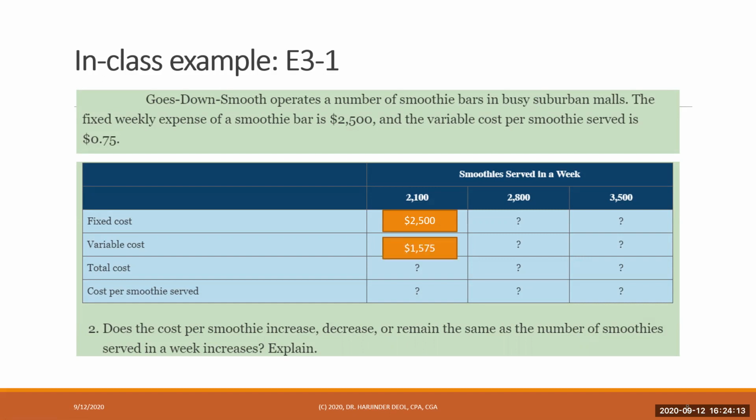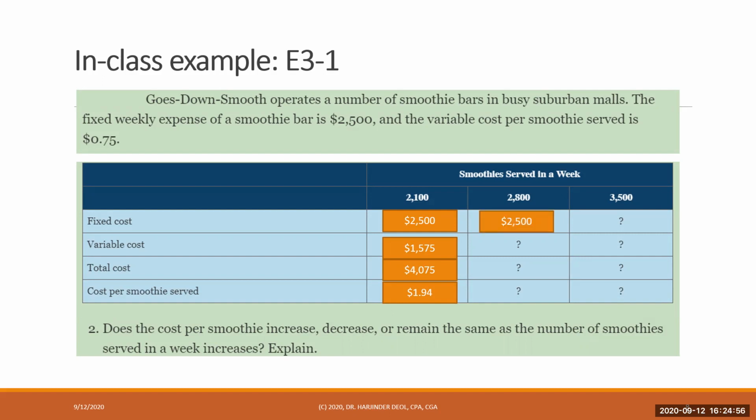or $1,575. We add the $2,500 of fixed costs to the 1,575 of variable costs, we get total costs $4,075. The cost per smoothie served, to calculate that, you want to divide the total cost, $4,075, by the 2,100 smoothies served, and you get about $1.94 per smoothie served.